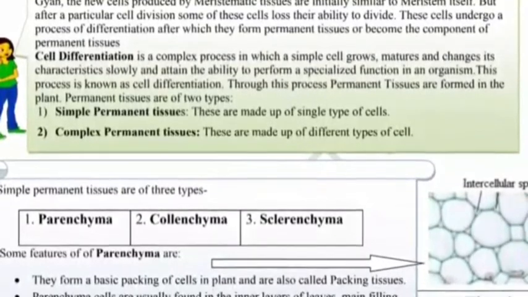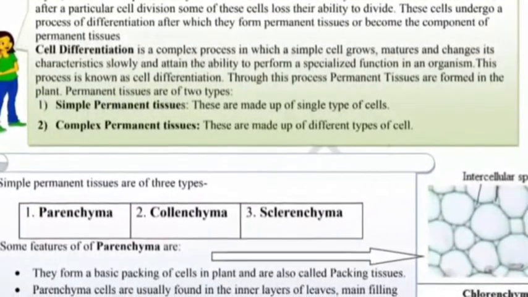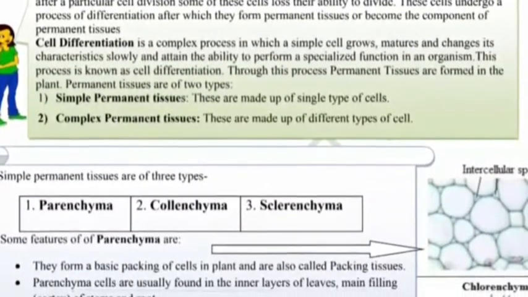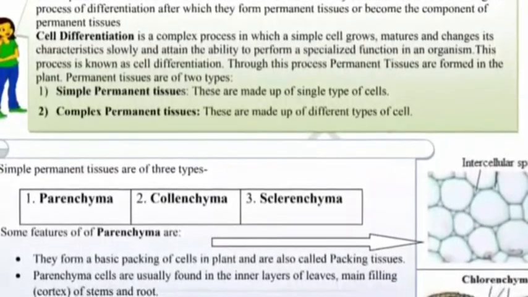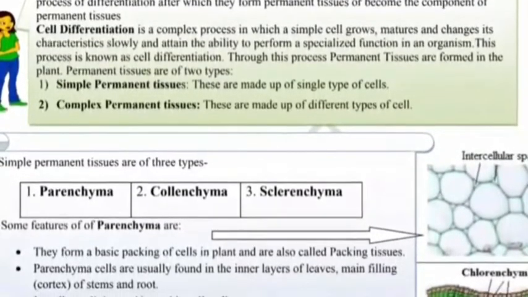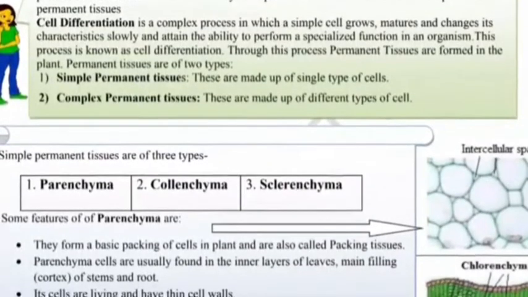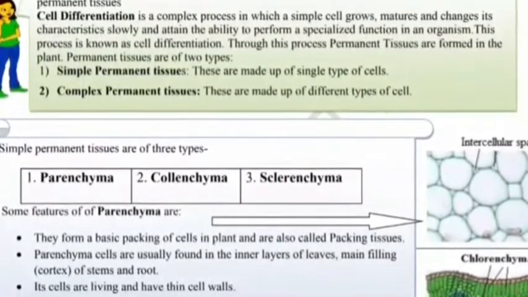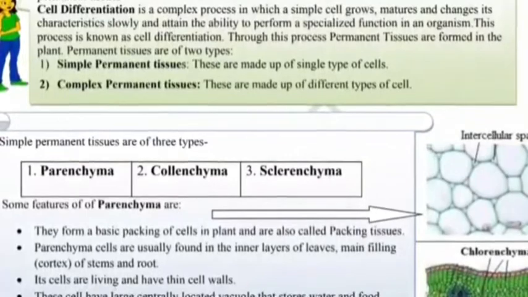Cell differentiation is a complex process in which a simple cell grows, matures and changes its characteristics slowly and attains the ability to perform a specialized function in an organism. This process is known as cell differentiation. Through this process, permanent tissues are formed in the plant.